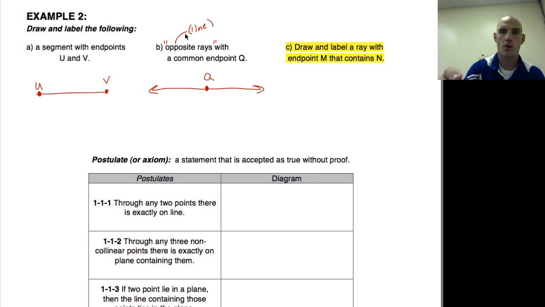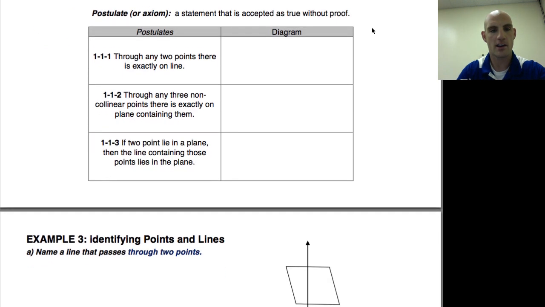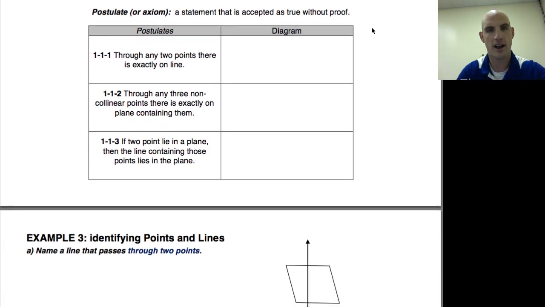First point here. Whenever you see something highlighted like this, this is for you to do because it's highlighted, and we'll talk about it in class, okay? Let's go on to the postulates and or axioms. Postulates or axioms, a statement that is accepted as true without proof. So we're just accepting that these are true because they couldn't be any other way.